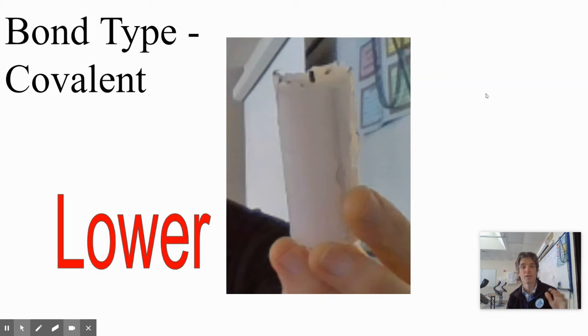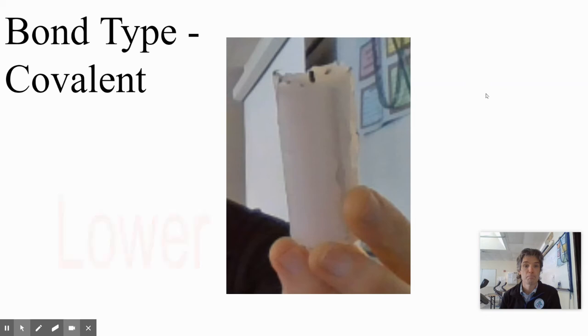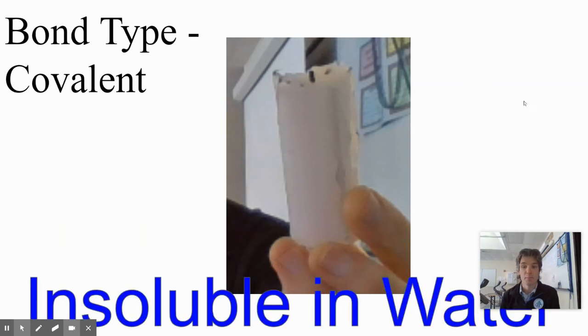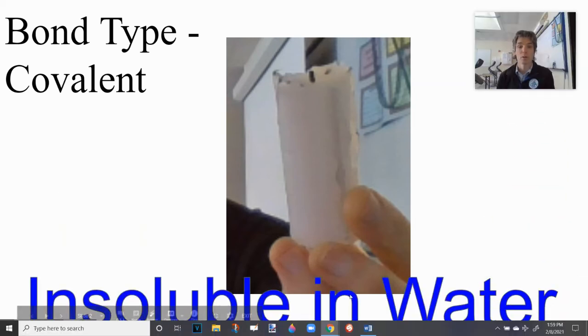Even though it can be any of these three things, solid, liquid, or gas, their boiling points and melting points tend to be on the lower end of the spectrum. They tend to be easier to boil, and that's why we have air as boiled already. Wax will melt really easily. These things tend to be insoluble in water. They don't dissolve when you put water in them. Wax, oil, and water don't mix.